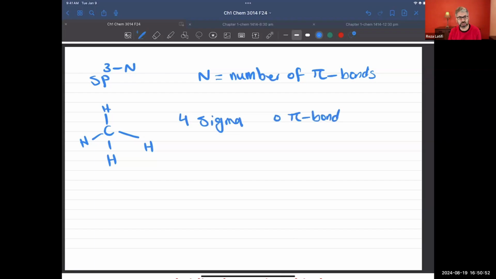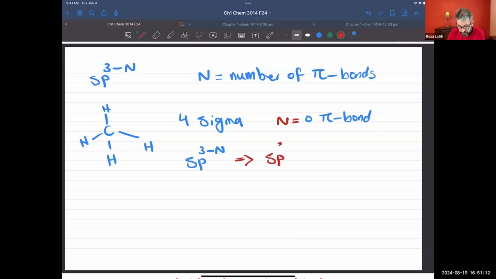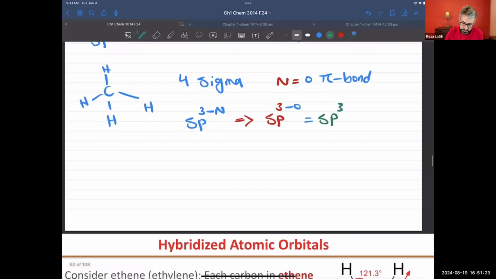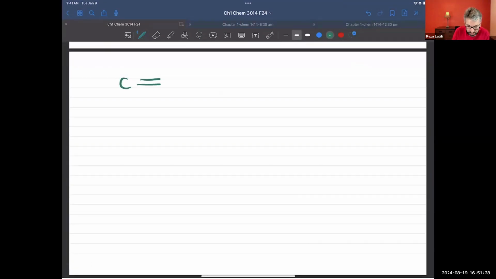So how do I get the hybridization for carbon? You will say sp3 minus n, and n we got equal to 0. So that's going to be sp3 minus 0, which still is sp3. That's one short formula that always is going to work for carbon. How about this molecule? You have carbon attached to another carbon.